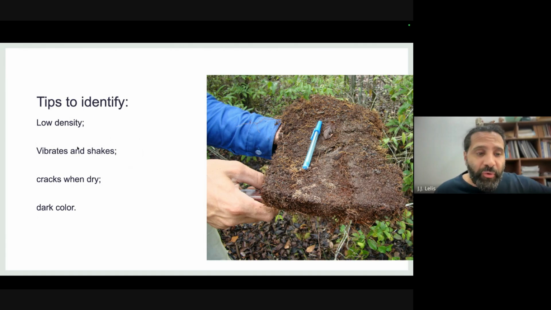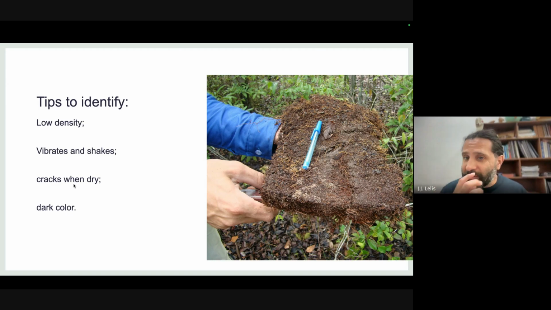As I said before, these organic layers in horizons vibrate and shake very easily because they have a very low bulk density. They also can present some cracks when they dry because the organic matter absorbs a lot of water, and because of this, when the organic matter dries, it reduces in volume and shows some cracks, and of course the very dark color.